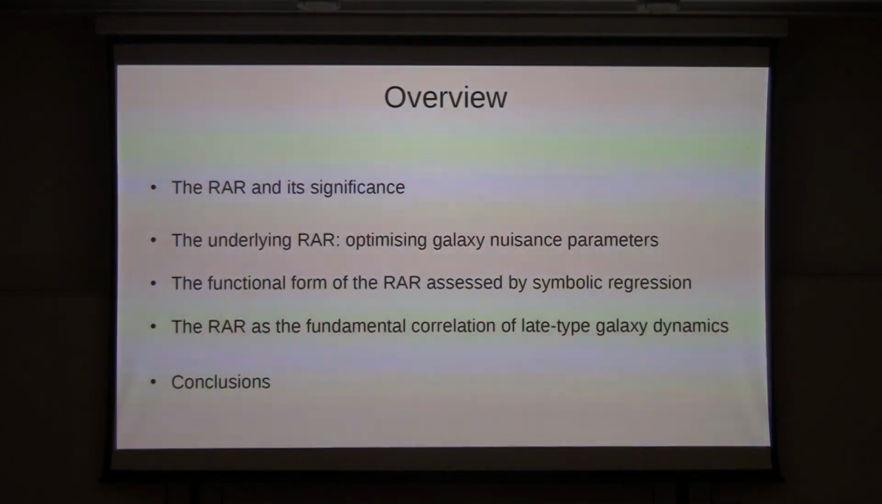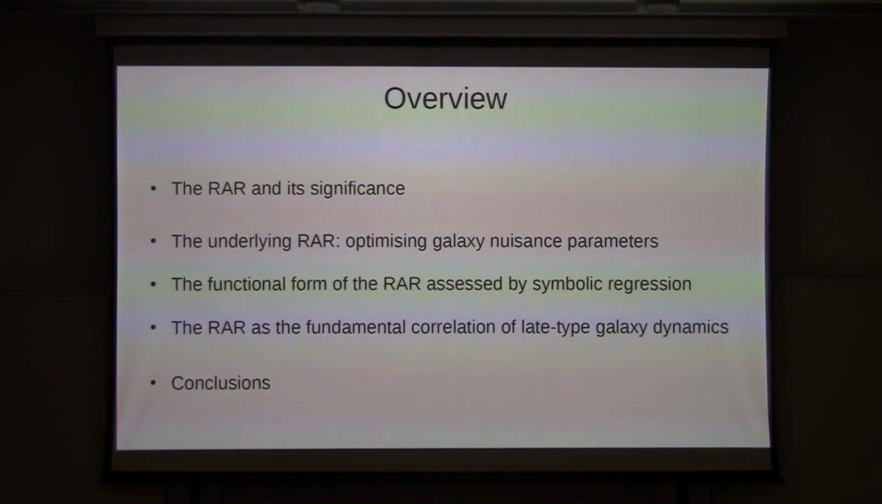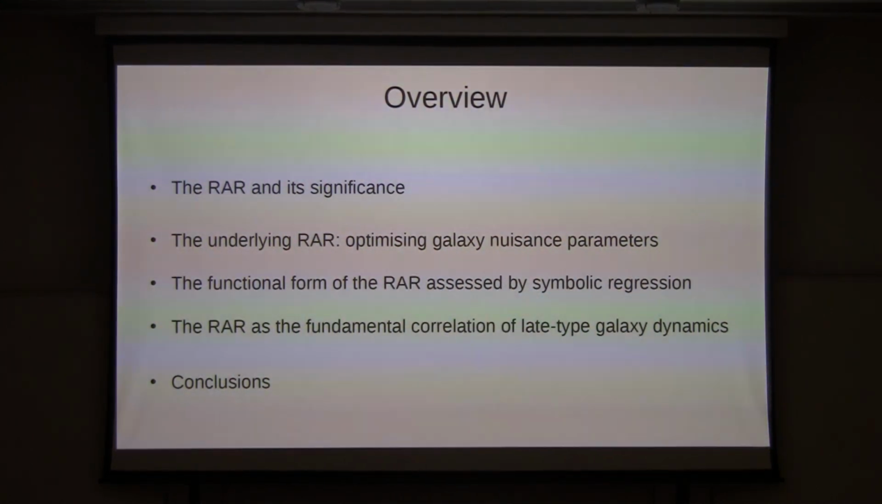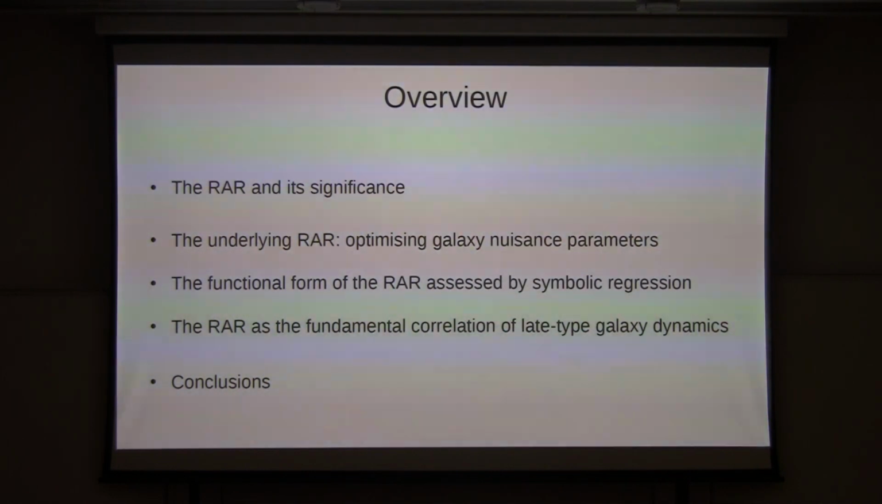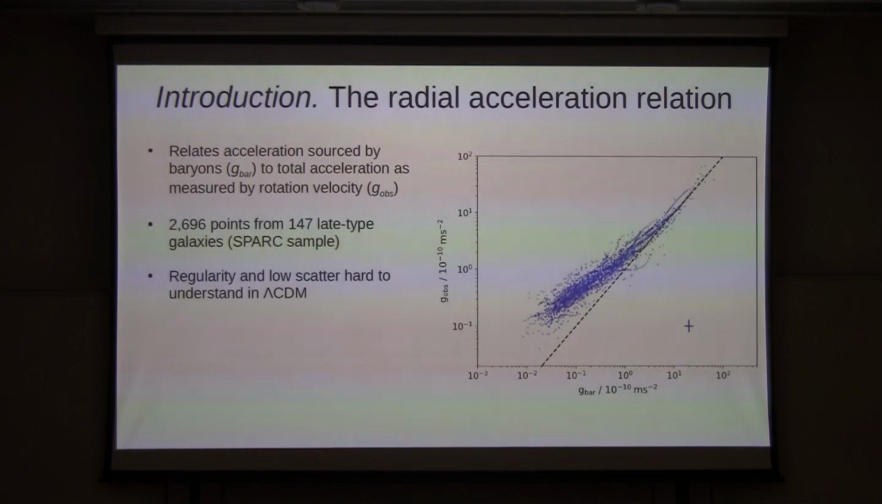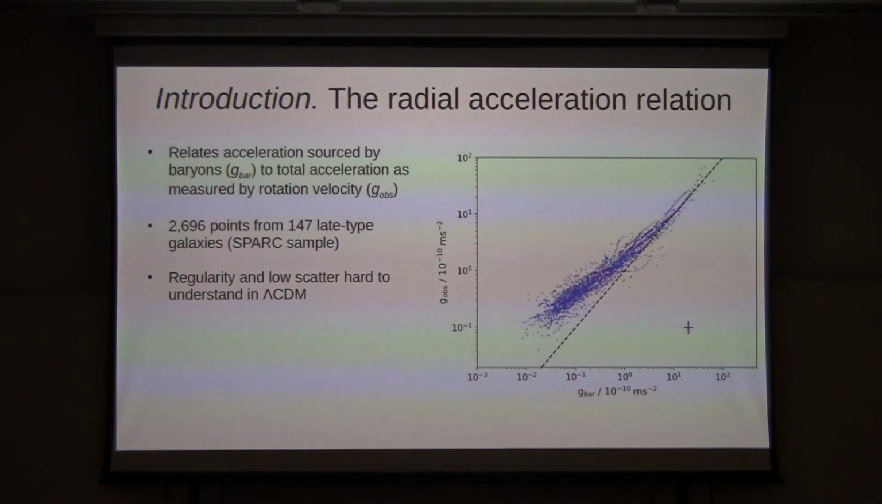And then the third is to ask whether the RAR can be understood as the fundamental correlation of late-time galaxy dynamics. So I'll lay out some criteria for that to be the case, and then assess them quantitatively using machine learning techniques. Okay, so here is the radial acceleration relation.